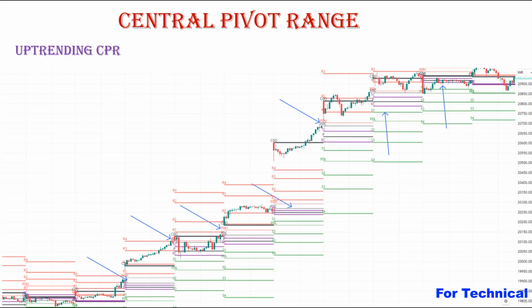This is an uptrending CPR. So how can we say that this is an uptrending CPR? We can see every day the CPR, this purple line, is opening above the previous day CPR, that is a higher value CPR. So the particular instrument or particular stock is looking bullish, or it can be an index. By looking into the chart, we can understand the particular instrument is looking bullish, that is called uptrending CPR, and price is making higher highs every day.